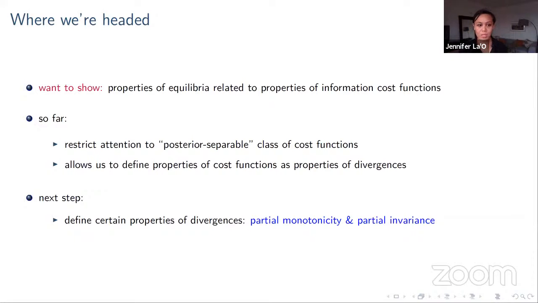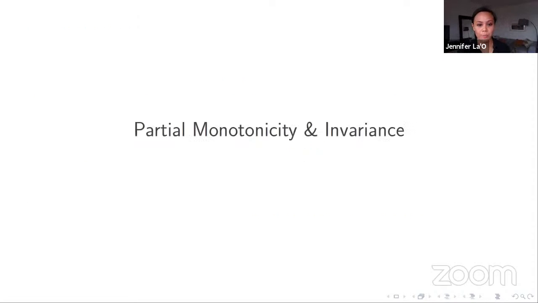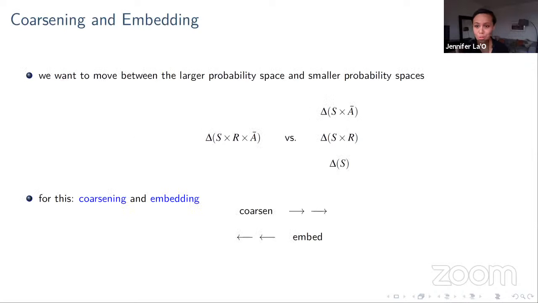So far, what we've done is we've restricted attention to this posterior separable class, and it allows us to define properties of cost functions as properties of their divergences. The next step is we're going to define certain properties of divergences. This is our new concept, which we call partial monotonicity and partial invariance. Okay, so what are these properties?